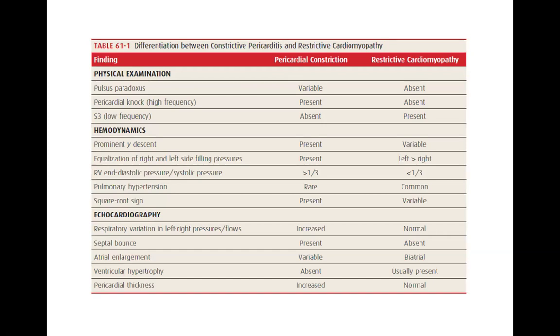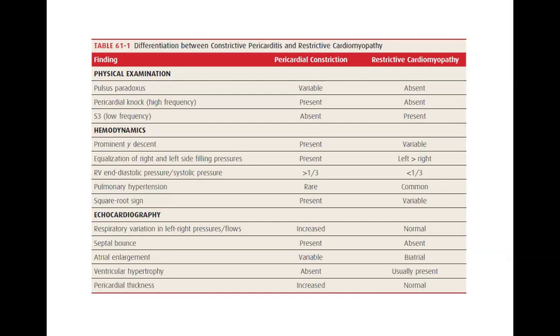This is a very important table. It's also taken from Kohn. If I am an examiner, I'm going to ask you a question, and I'm expecting you to answer, okay sir, we have 3 things: I have the physical exam, the hemodynamic data, and the echocardiographic data. They can tell me how to differentiate between pericardial constriction and restrictive cardiomyopathy.